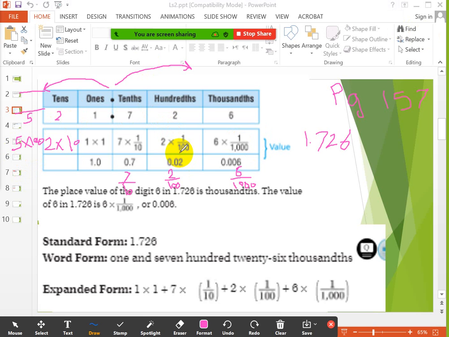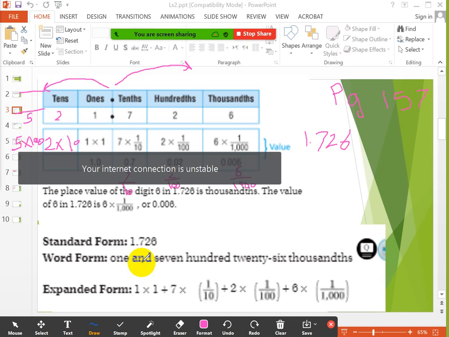Also in decimal numbers, we have 3 forms: standard form, word form, and expanded form. Standard form is how to write the number as it is. I will write the number as it is, that means it's 1.726. Now, what about the word form? How will I read the number? Look how I will read the number. You have to save the way to read a number.